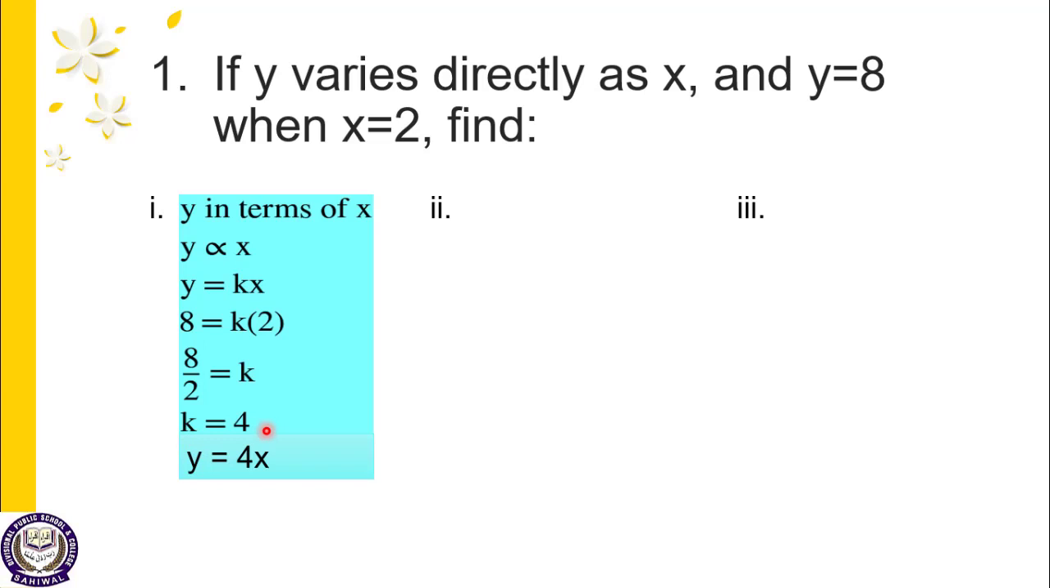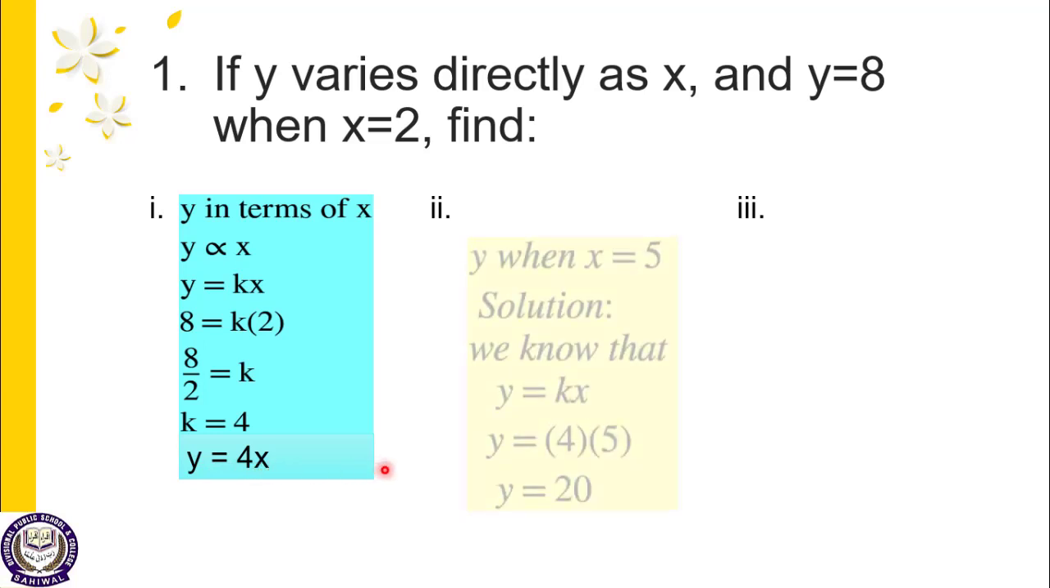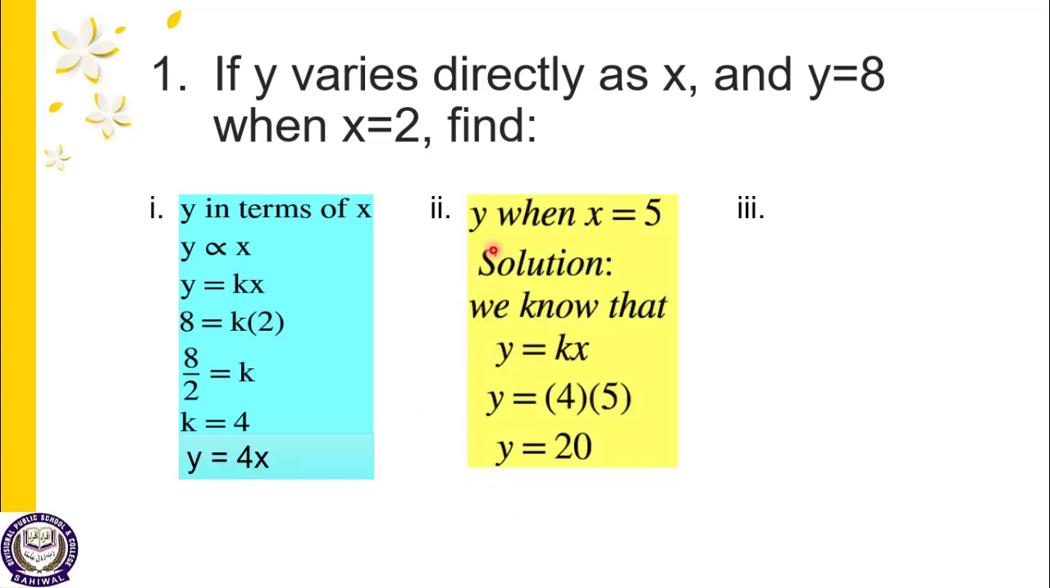Now we put k is equal to 4 in y is equal to kx, and we get y is equal to 4x. So this is the equation in which y is expressed in terms of x. Now for the second part, we have y when x is equal to 5. We know that y is equal to kx. Putting the value of k and x, that is 4 and 5 respectively, we get y is equal to 20.